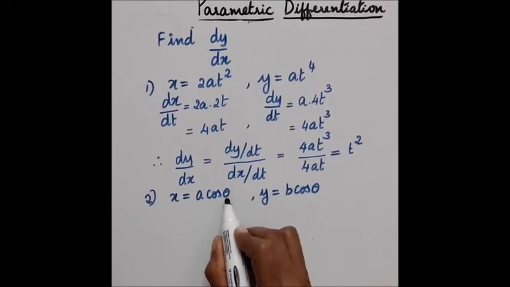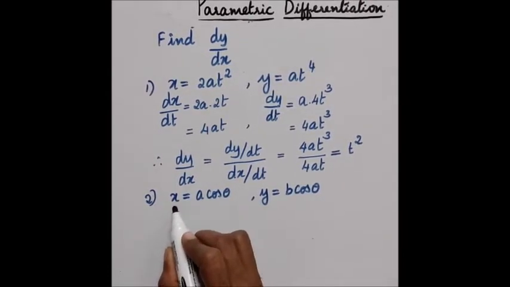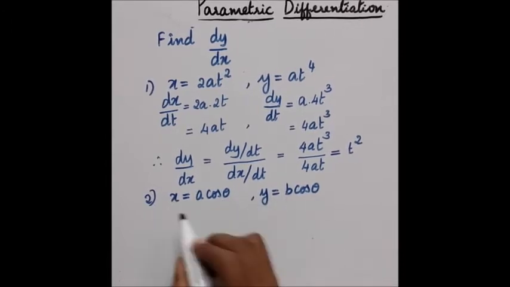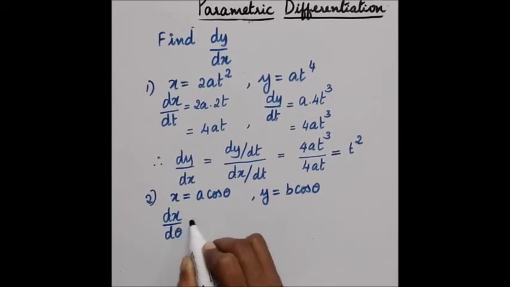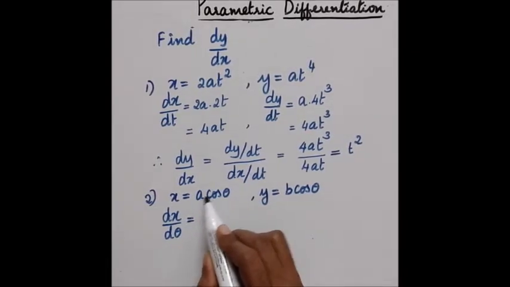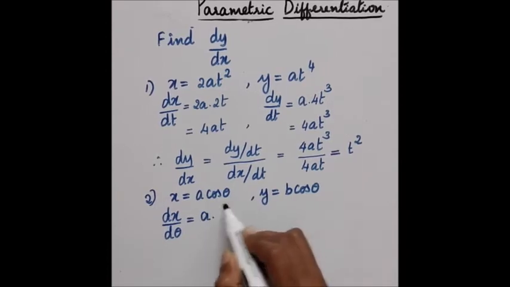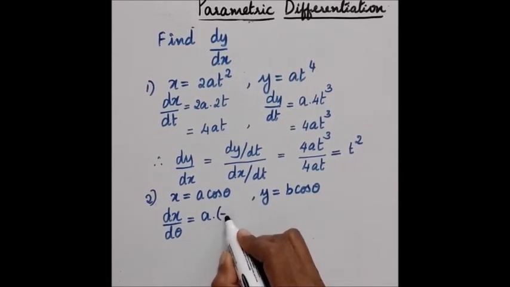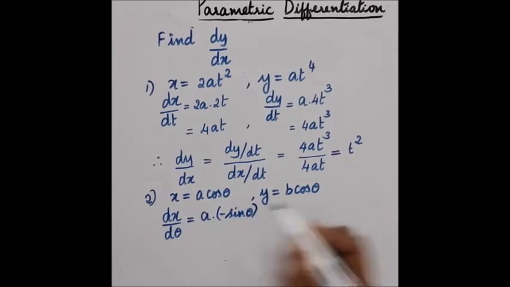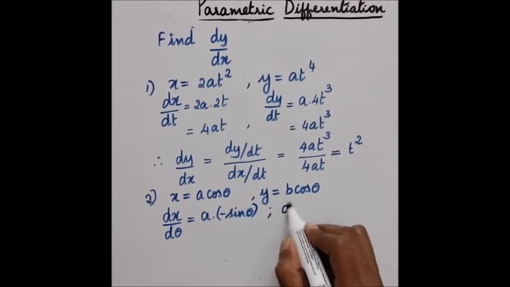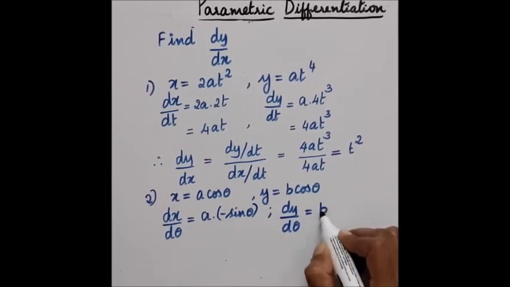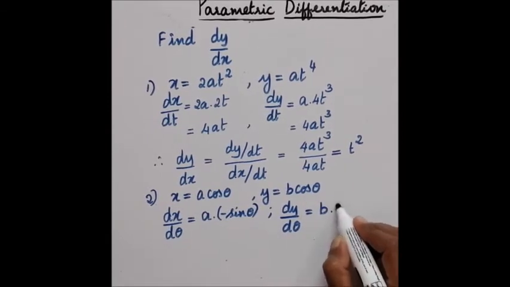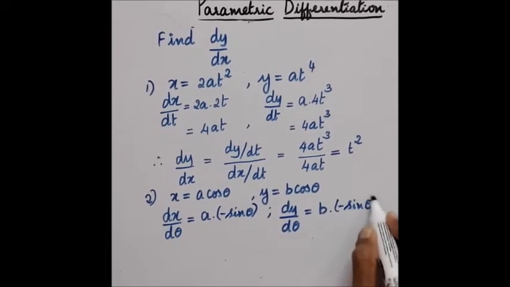Observe, here the parameter used is theta. So as x and y are the functions of theta, let's find the derivative of x and y with respect to theta. So find dx by d theta, constant into function. So constant into derivative of cos theta with respect to theta is minus sin theta. Similarly, derivative of y with respect to theta is constant into derivative of the function, that is minus sin theta.